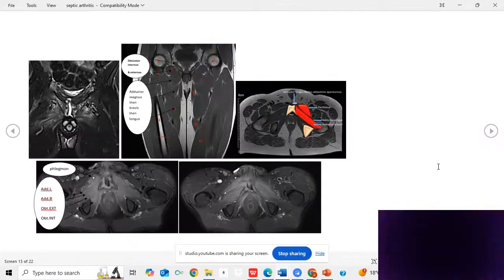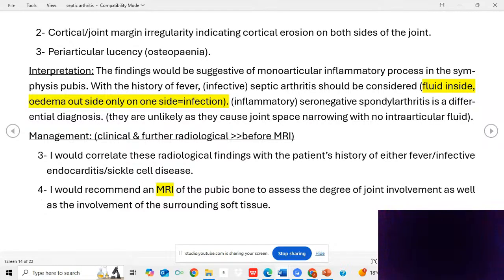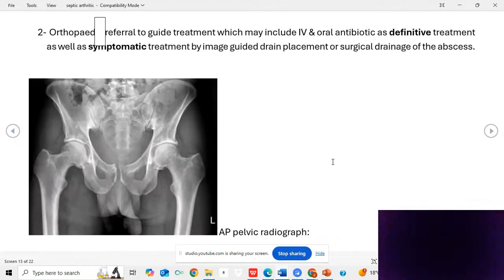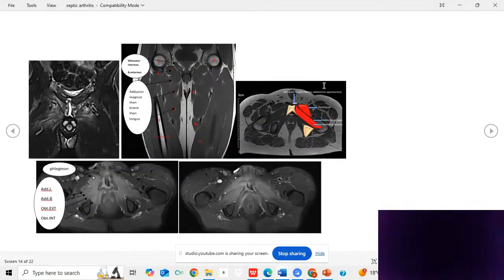Okay, so here you are the MRI imaging of the pubic bone. So before starting discussing the findings of the MRI, you need to know the anatomy of the pelvic muscles on axial T1 and coronal T2 sequences.